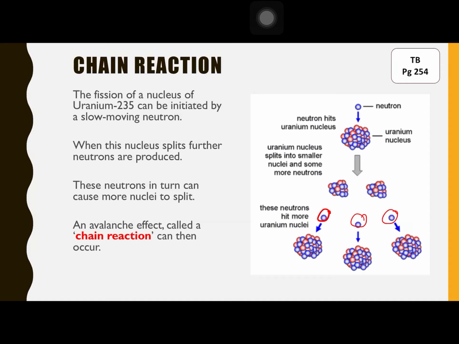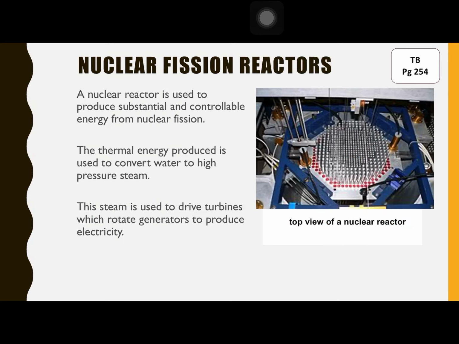So you see, this is the number of neutrons that were produced from the previous reaction. Each of these neutrons will end up colliding with more uranium nuclei. And then each of these, if they produce a few more neutrons, can you see that the effect just gets bigger and bigger? So we call this a chain reaction.